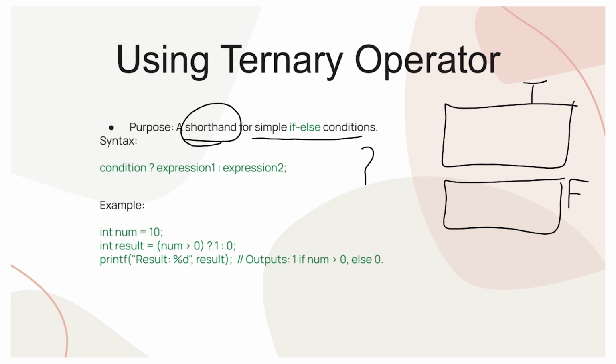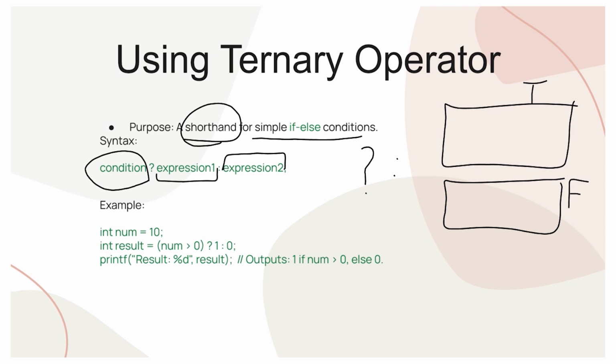The ternary operator works on two main symbols, question mark and colon. The statement written before the question mark is the condition. If the condition is evaluated to true, the expression written before the colon will be executed. And if the condition is evaluated to false, then the expression written after the colon will be executed. So let us see an example here.